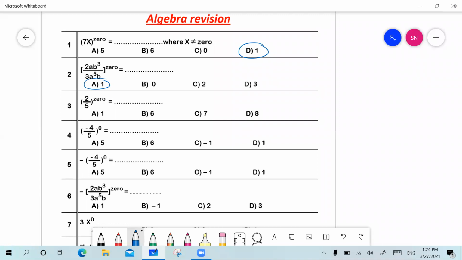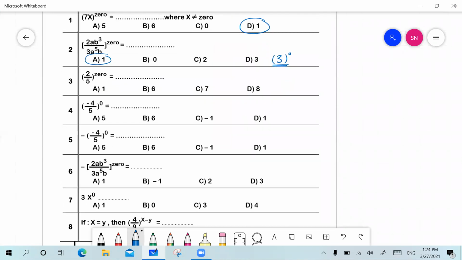In the choices, it might not give me 1. For example, it could say 3 to the power of 0, or anything to the power of 0. Okay? It still has the same meaning. So if in my choices I don't have 1 and I have anything to the power of 0, then this is going to be the correct answer.